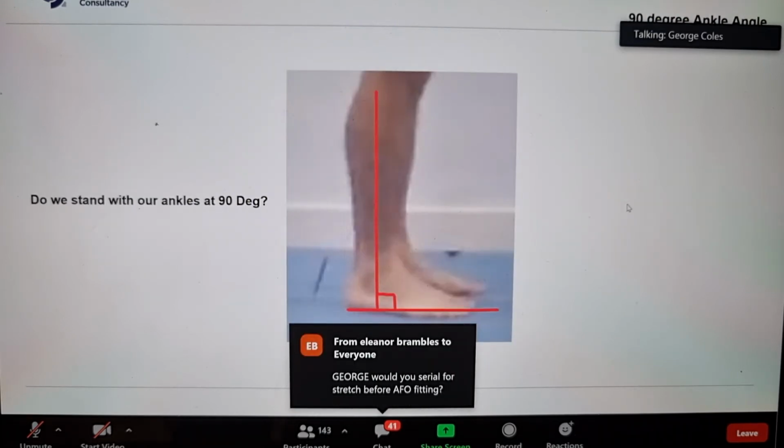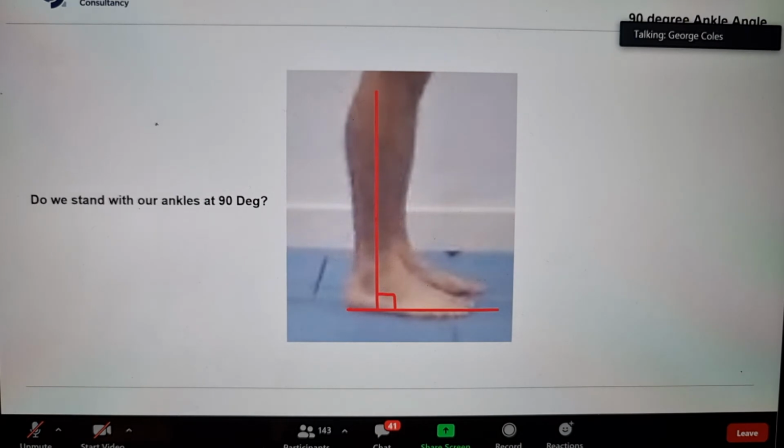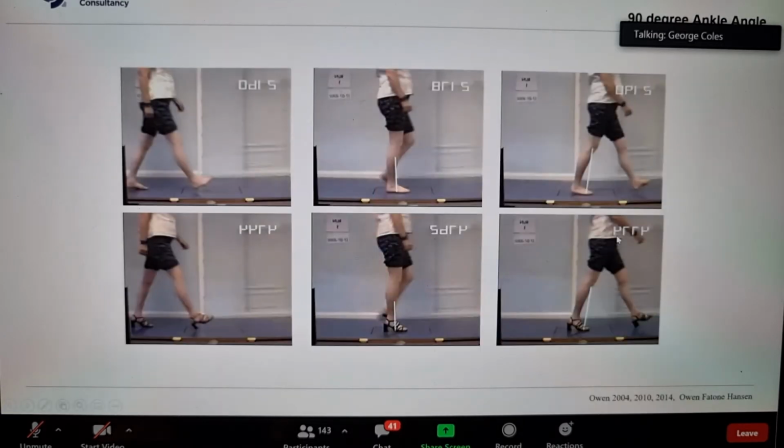Right. So do we stand with ankles at 90 degrees? That's a commonly believed thing back in the day. Nowadays, there's lots of research, and Elaine's doing a lot of training and a lot of awareness about it, but not really. Is it really that important to do so?